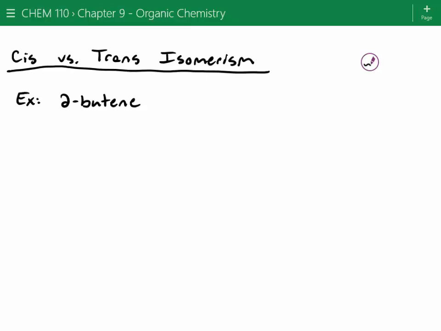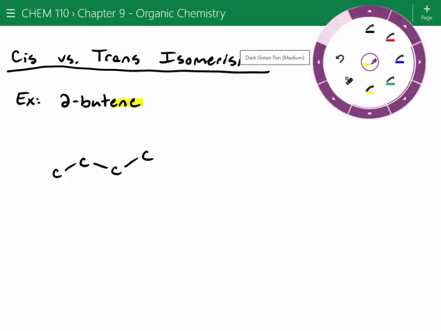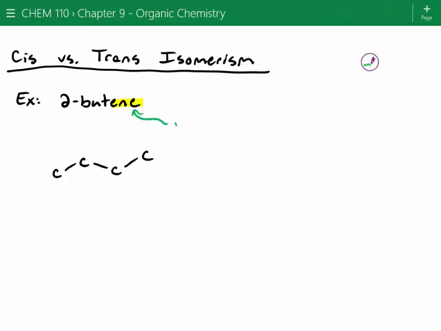What does but- mean? 4 carbons, right? So we can start with 4 carbons. All right. And then in this case, we've got the suffix -ene. What does the suffix -ene mean? It's a double bond, right? If it were a triple bond, it'd be -yne. -ene is always going to be a double bond, so we can say, all right, we've got a clue. There's a double bond.